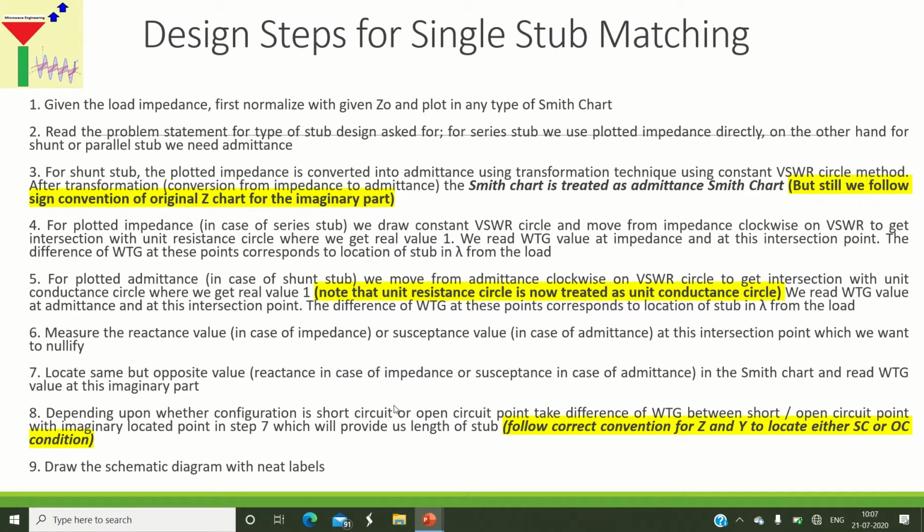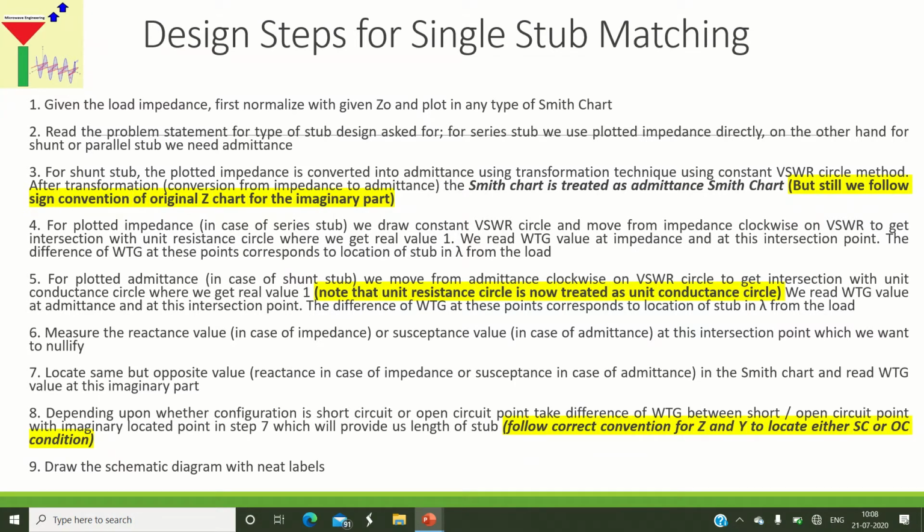Okay, and after calculating the length of the stub, we should draw a schematic, the way I have shown you in the earlier slide, the schematic diagrams of the stub matching circuit. Then one of those circuit diagrams, whatever configuration is asked, whether series or parallel, open circuited or short circuited, the appropriate diagram needs to be drawn with neat labels, and that will finish the complete design of single stub matching or single stub tuning.